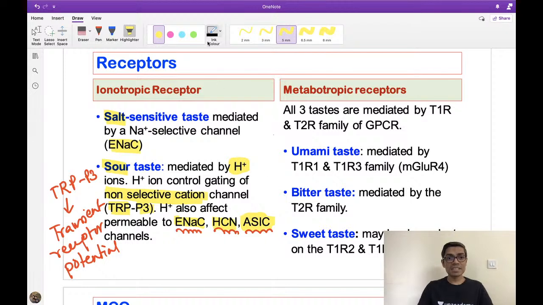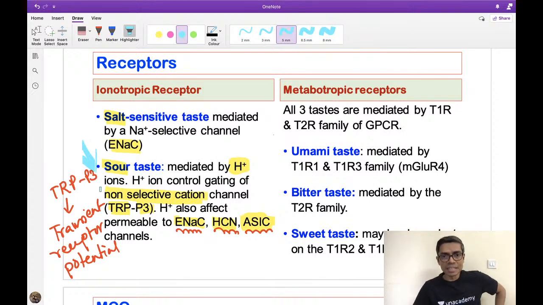Which type of taste? Sour taste. So please remember, this sour taste is very very important because different varieties of ion channels are there which are responsible for perception of this sour taste. And what are the different ion channels? We have discussed TRPP3, ENaC channel, HCN channel, and ASIC channel.